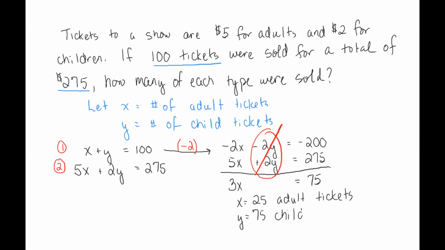And a quick check of this. Let's just take a peek. Remember, we sold the adult tickets for $5 each. So 25 times $5 per ticket is $125. And 75 times $2 per ticket is $150. And if I add those together, I get $275, which is right. So we know we did it right.